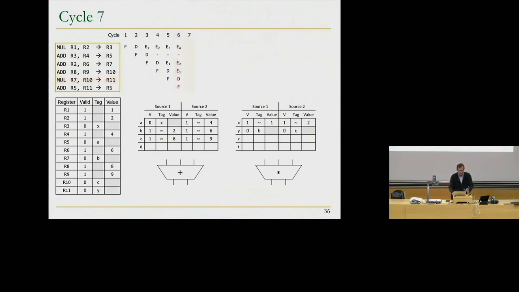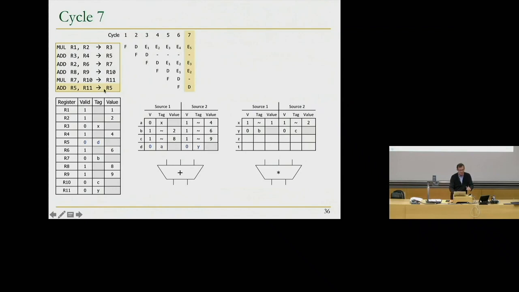OK, so that's good. Now let's go into a more interesting case. So this is cycle 7. This instruction cannot execute. But this instruction we decode, the last instruction, R5, R11. Basically, we allocate a reservation station entry. And this instruction also happens to have both of its sources not ready. It's waiting for tag A and tag Y.